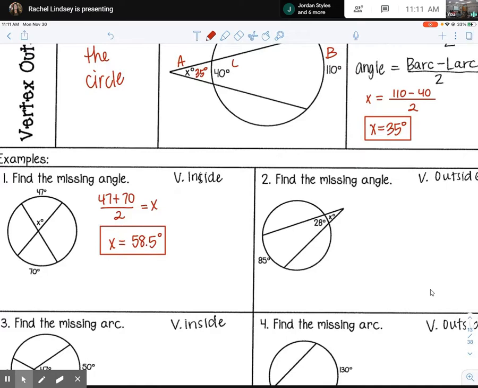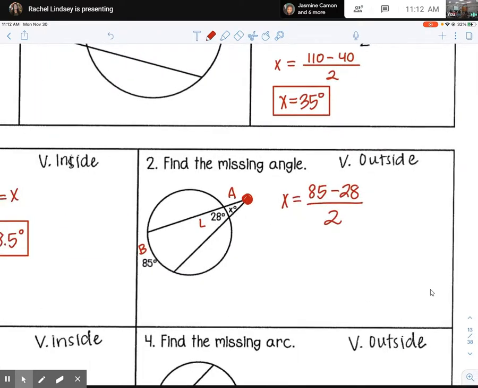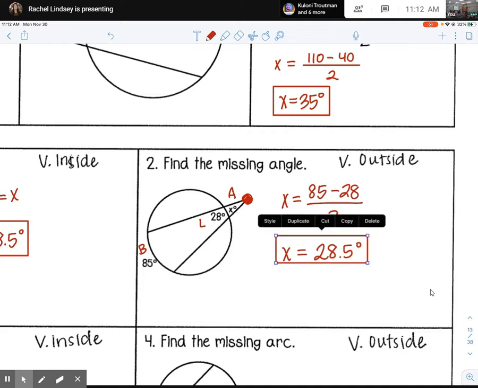Number 2, you have a vertex outside. See how the vertex is out here? So what's my big arc? 85. My little arc is 28, and then my angle is x. So my angle always equals my big arc, which is 85, minus my little arc, which is 28, divided by 2. Arc minus arc divided by 2. That's 28.5.